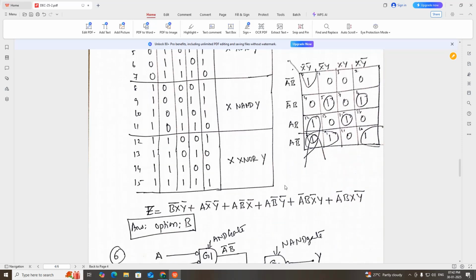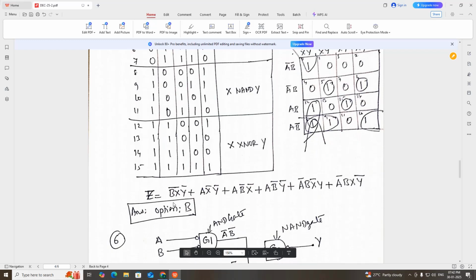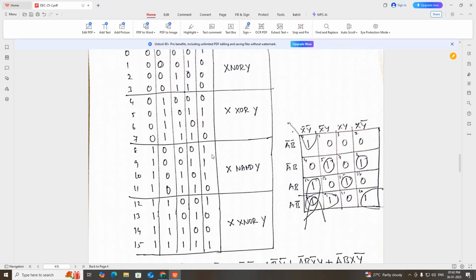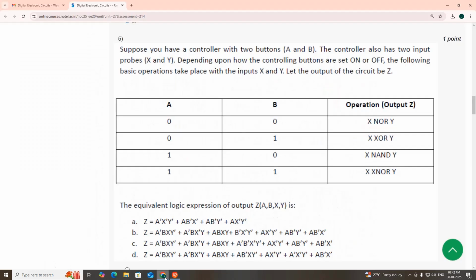After simplification we will get B bar x bar y bar plus A x bar y bar, B bar x bar plus A B bar y bar plus A bar B x bar y plus A bar B x y bar. So this is the answer, option B. So the answer is option B.